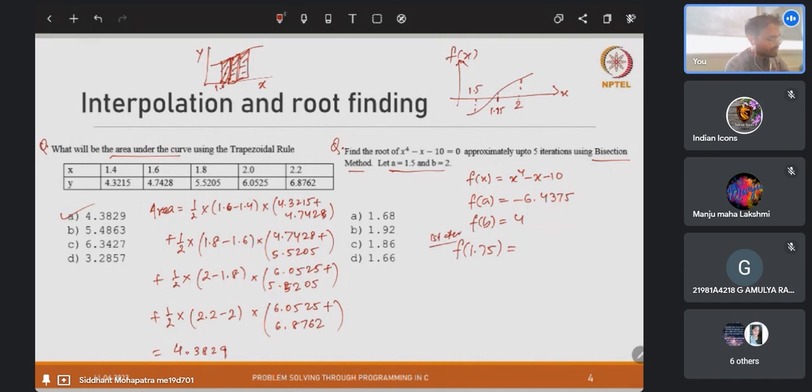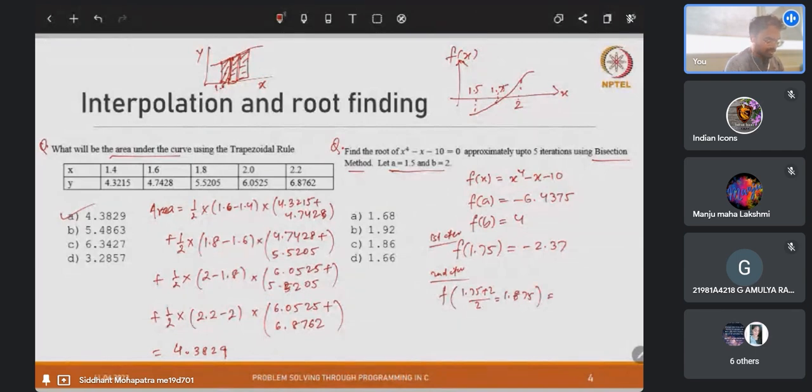Yes, it's still negative. So at 1.75 the value is still negative. Next, we consider 1.75 and 2 as the limits, and we again go to the midpoint of that. We calculate 1.75 plus 2 by 2, which is how much? 1.875. So we have to calculate the functional value at 1.875.